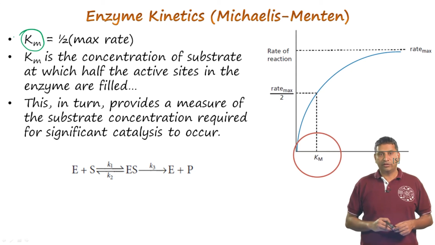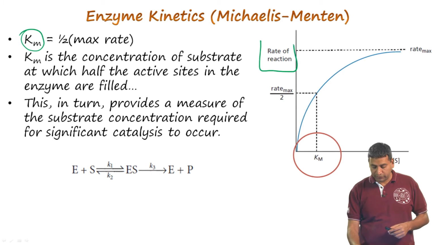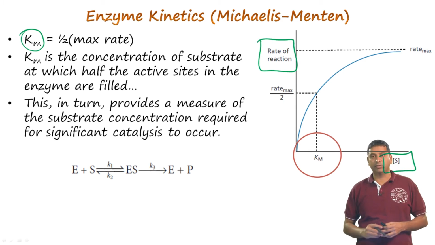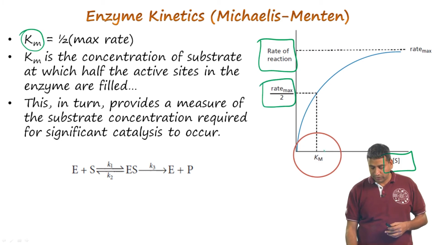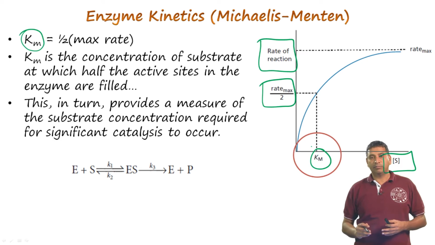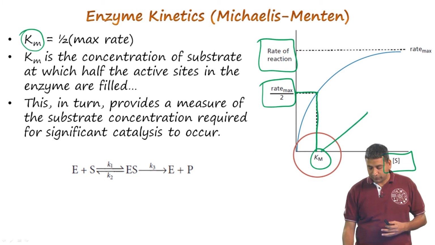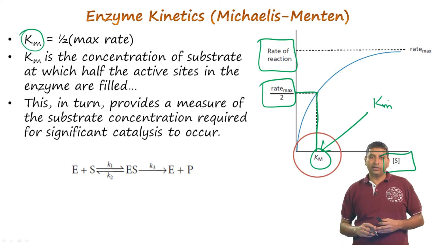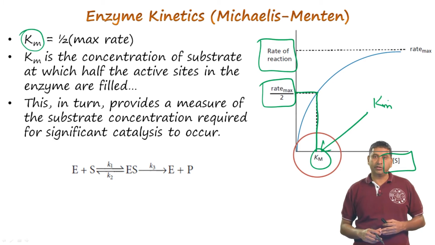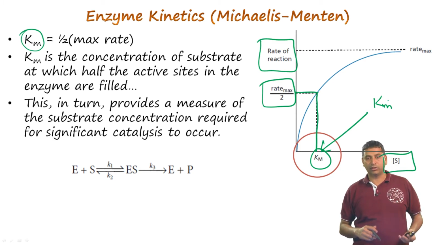Km is the concentration of the substrate at which half the active sites in the enzyme are filled. In this plot of rate of reaction versus substrate concentration, which we have just looked at, the Km is defined as the point where half of the rate maximum is obtained. The way we obtain this is to draw a line from here to here and then go down, and this is the concentration at which you get Km. This in turn provides a measure of the substrate concentration required for significant catalysis to occur.